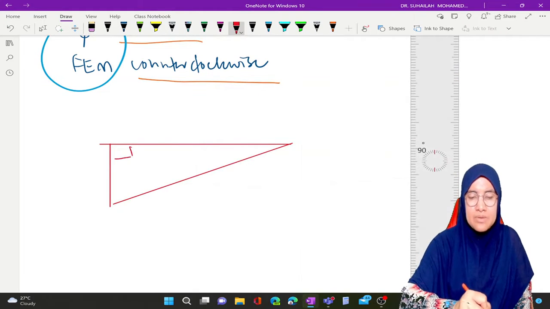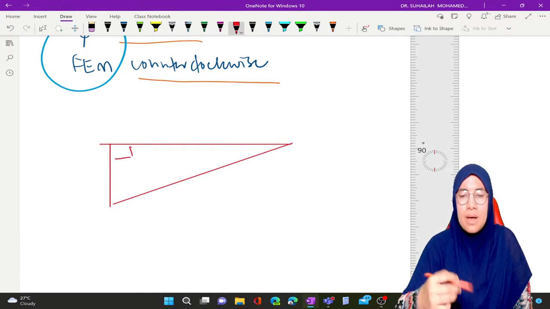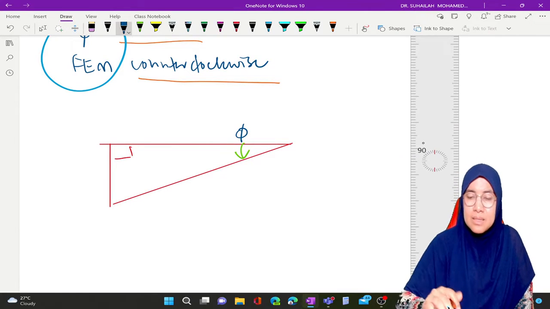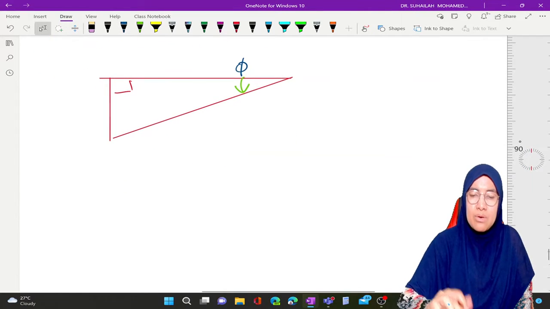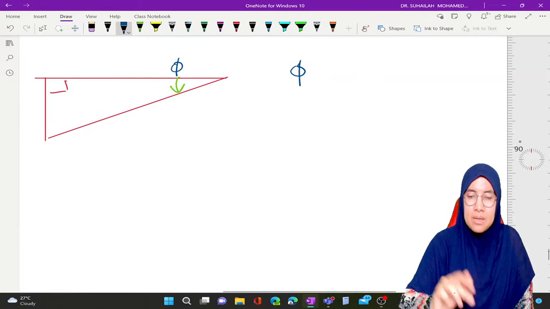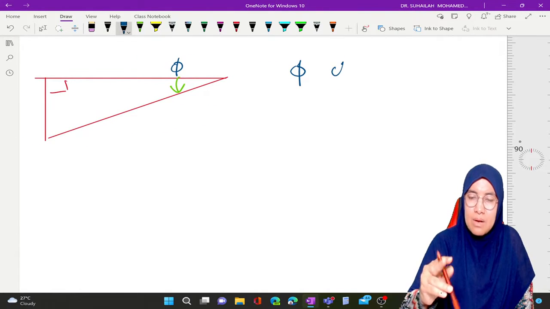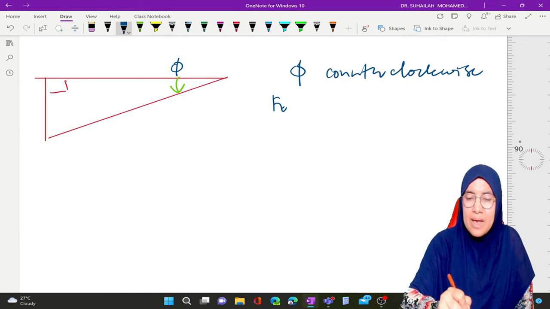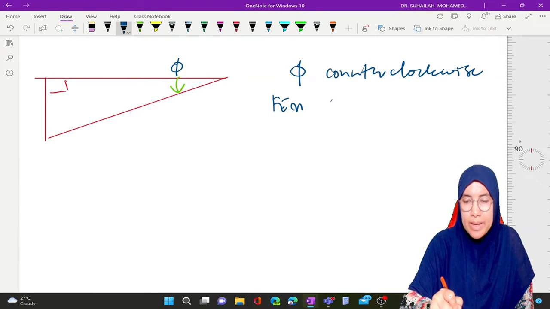Okay, complete the triangle. Mark the angle and chord rotation. It is chord rotation. So we can conclude the angle is counterclockwise. So FEM is clockwise.